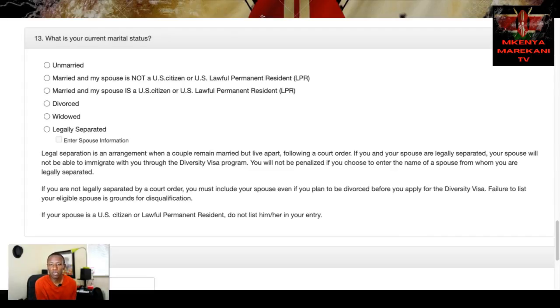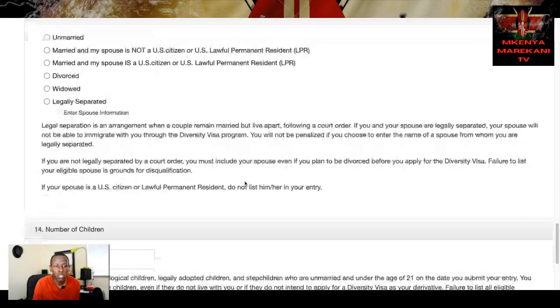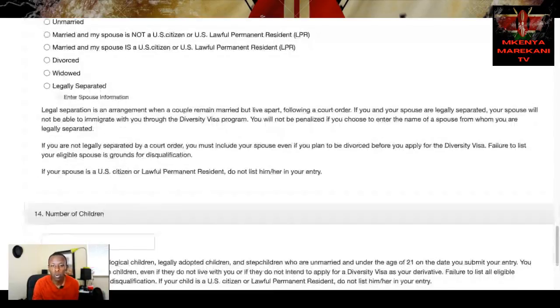And then you will not be penalized if you choose to enter the name of a spouse from whom you are legally separated. Okay? If you're not legally separated by a court order, you must include your spouse even if you plan to be divorced before you apply for the diversity visa. Failure to list your eligible spouse is grounds for disqualification. Yeah, so you need to go.